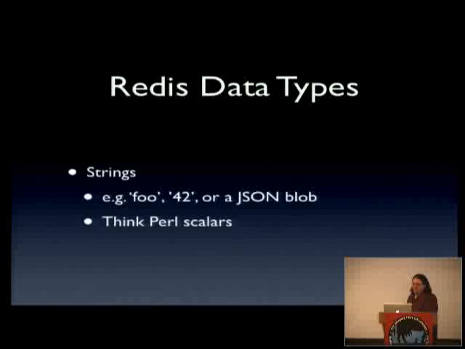So we'll talk a little bit about the data types that you can store in Redis. The simplest is a string. This is equivalent to a Perl scalar. It can hold a string of text, a number. It can hold a blob of JSON text, which is something that I use a lot. Anything that you could stick in a Perl scalar, you could stick in a Redis string. Not including references, though. Redis can't really refer to other items in Redis except by name.